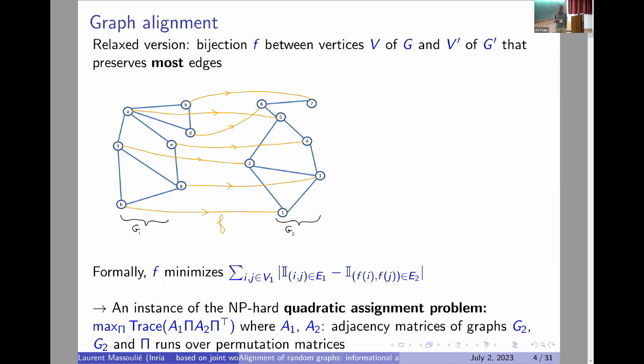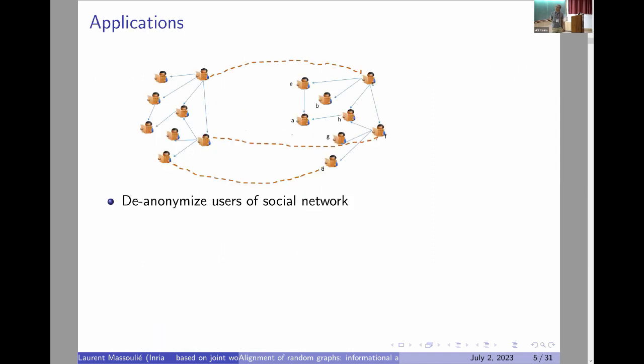So in this sense, we know a little bit more about the computational hardness of solving this task than what we know about the graph isomorphism problem I was mentioning first. Okay, so that's the kind of objective we are going to look into. Let me say a few words about applications now.